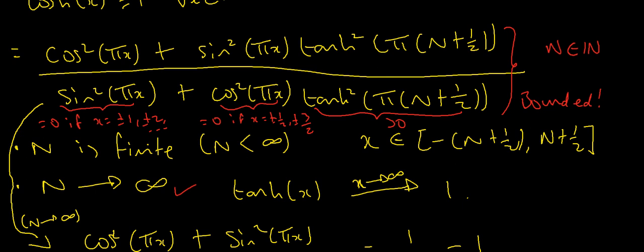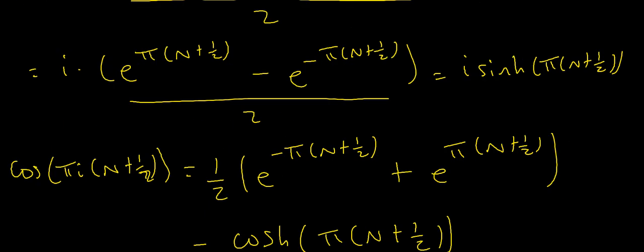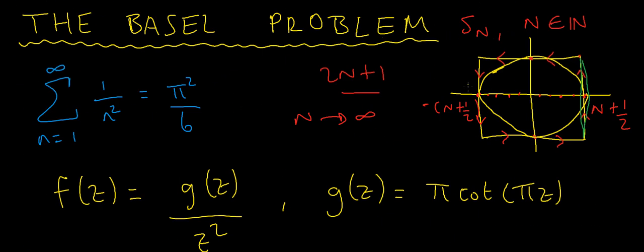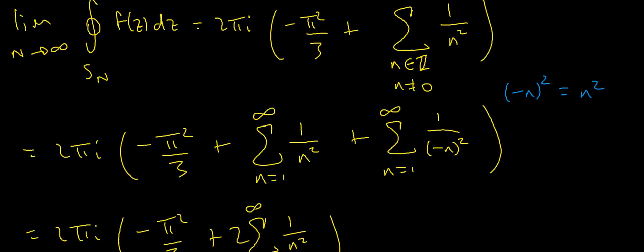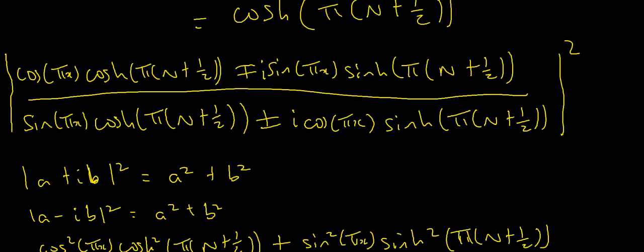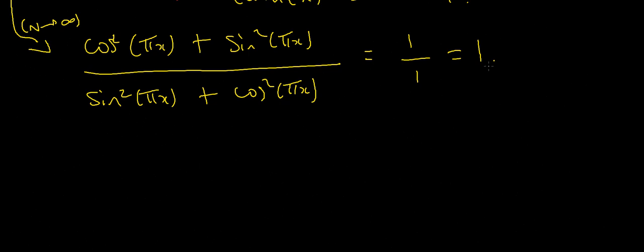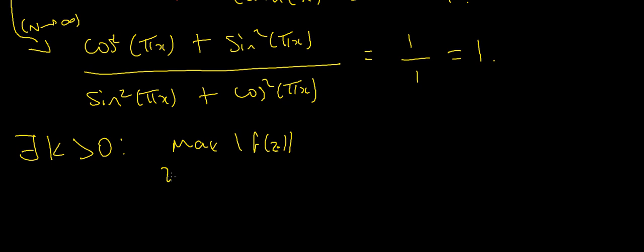So what I've now shown is that my function, f, over all of the sides of this square is in fact bounded. And if it's bounded in each of those cases, then there exists some positive real number k such that the maximum value of f along the entire square is equal to k. So in other words, there exists some positive real number k such that the maximum value of f of z along my square, S sub capital N, is equal to k.